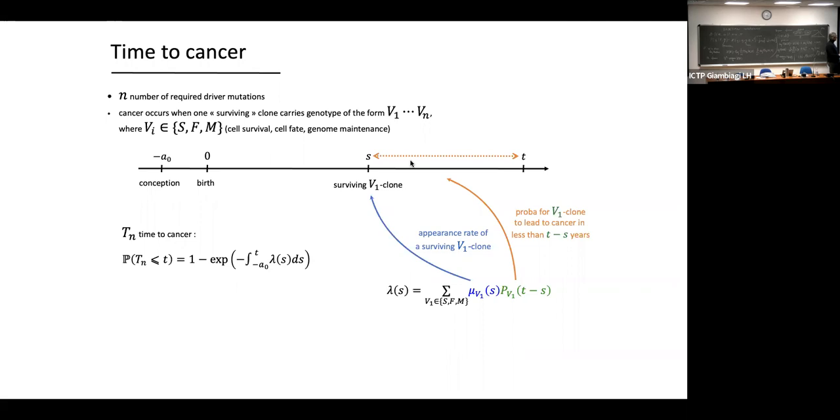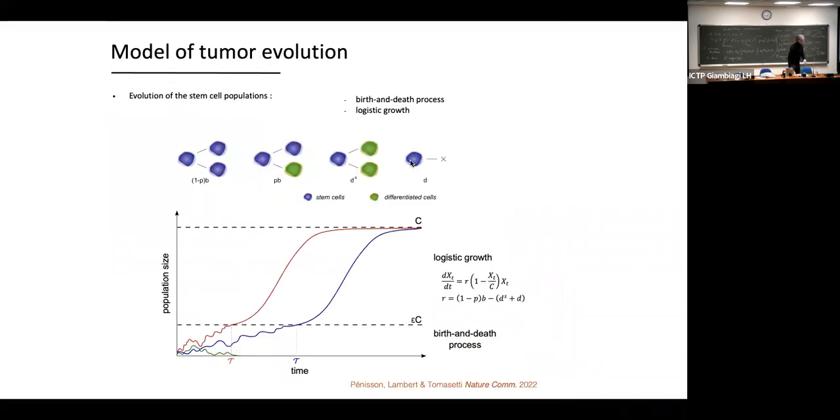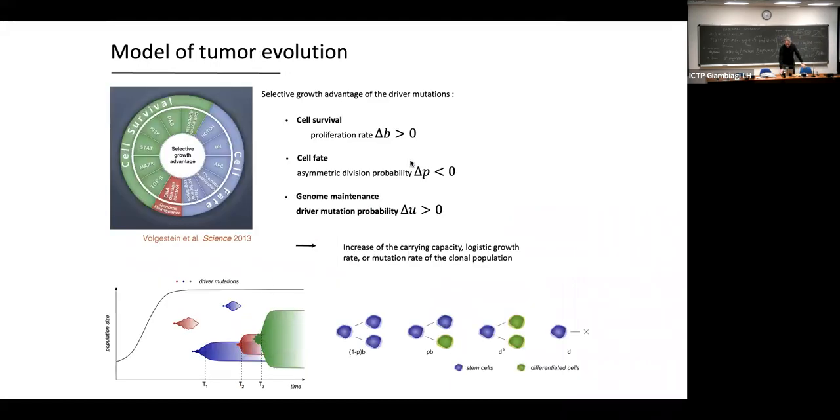And when does the cancer occur? Cancer occurs when one of these surviving clones. Now, why do I say surviving? Because if you remember in the previous figure, the first thing that has to happen for a clone to get to cancer is it has to reach the size epsilon c. If you don't reach it, you're going to have extinction. So first you have to survive. That's why we talk about surviving clones.